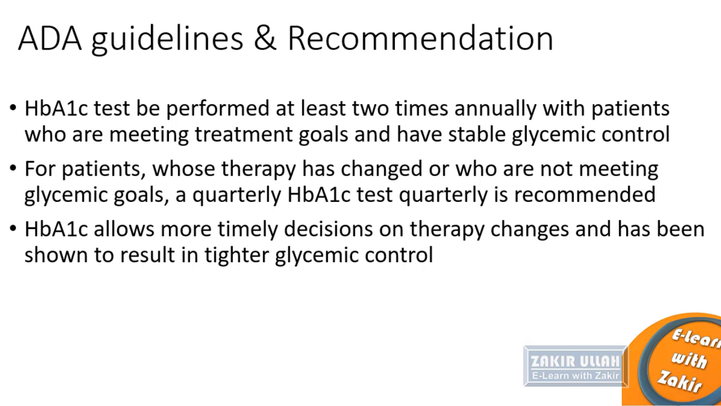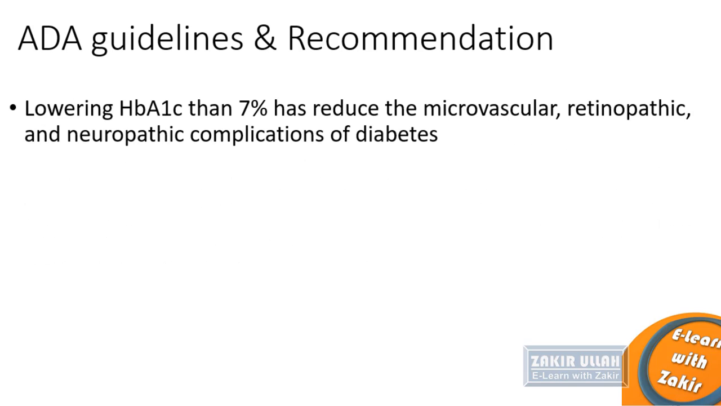quarterly. HbA1c allows more timely decisions on therapy changes and has been shown to result in tighter glycemic control. If a patient performs HbA1c in a timely manner, he can take the right decision at the right time, and his therapy can be changed at the right time. It also helps us to maintain tighter glycemic control, or good diabetic control of the patient. Lowering HbA1c below 7% has reduced the microvascular, retinopathic and neuropathic complications of diabetes.